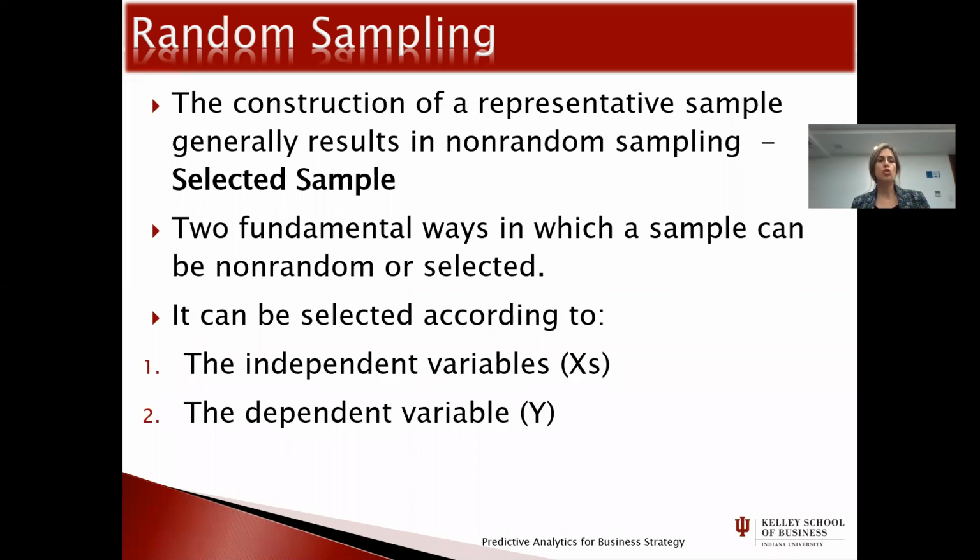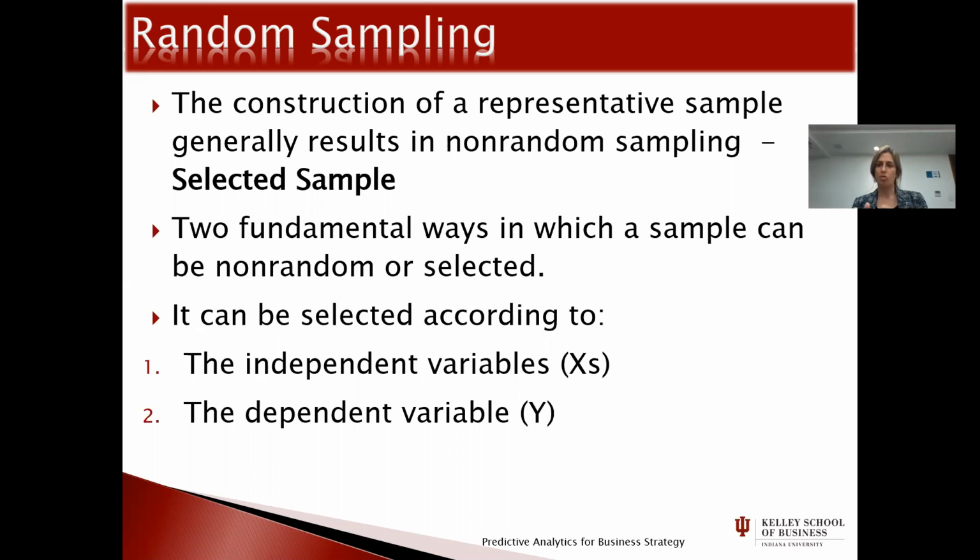So there are basically two ways in which we can have a selected sample. And by selecting the sample, of course, this sample is not random anymore, right? Because it has more Chinese or more Brazilians than what a random selection would pick up. So we can have two types of selections.